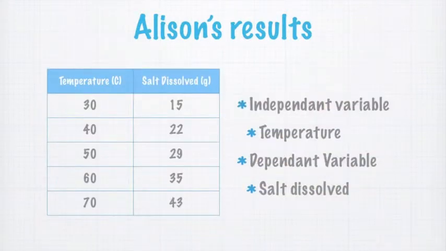A couple of terms from science that are important here are the independent variable, which in this experiment's case is the temperature, and the dependent variable, which in this experiment's case is the salt dissolved. The key difference between the independent and the dependent variable, as far as we're concerned, is that the independent variable goes first and goes on the horizontal axis, otherwise known as the x-axis. The dependent variable goes second in a table, and when it goes onto a graph, it goes onto the vertical or y-axis.